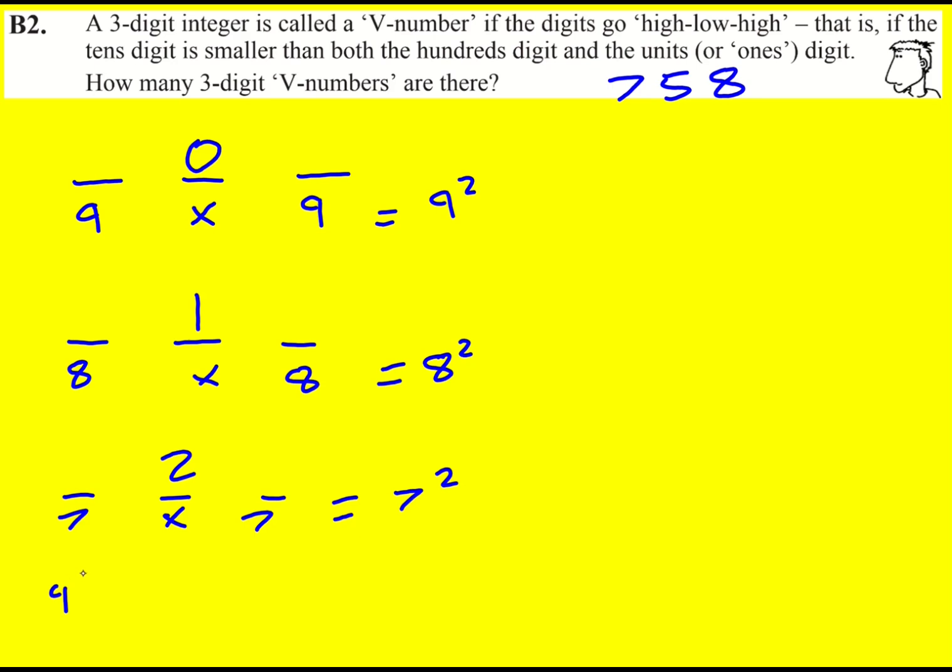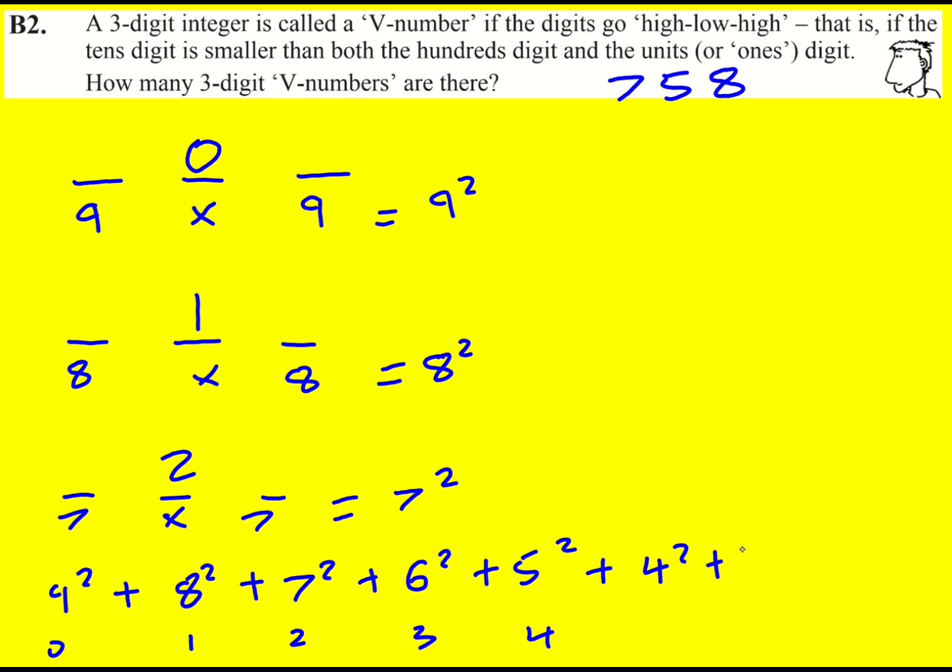So I'm going to get 9 squared when it's 0. I'm going to add the number of options when it's 1. That's going to be 8 squared. Then 7 squared, 6 squared, 5 squared. Let me just fill it in as I go. That's when I've got 2 as the tens digit, 3 and 4. Then 4 squared plus 3 squared plus 2 squared.